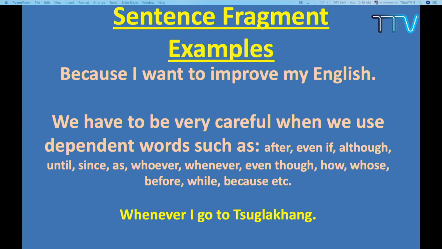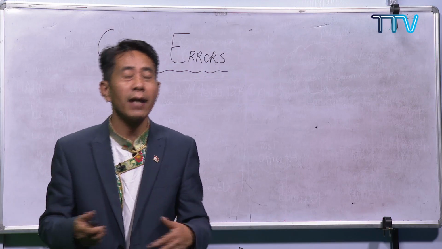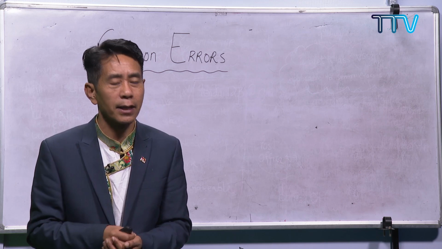Now, let us look at the example. Because I want to improve my English, full stop. Sometimes even I used to make this kind of mistake. This comes under sentence fragment. We have to be very careful when we use dependent words. Whenever you start your sentence with because, although, if, while, whenever, we have to be very careful because we tend to make mistakes. So: whenever I go to Dharamsala, full stop. That is wrong.